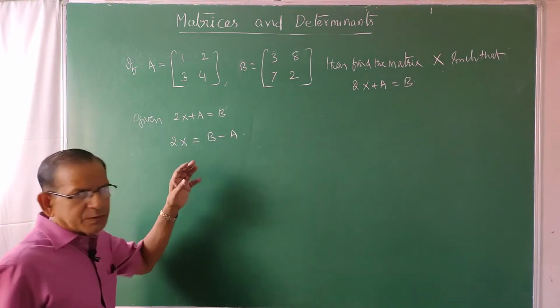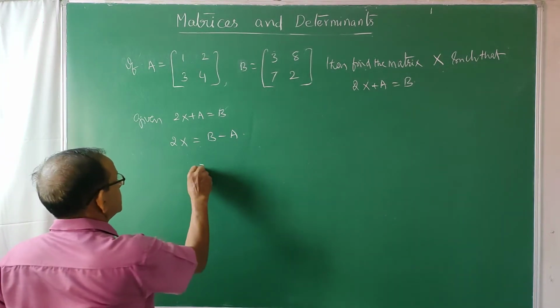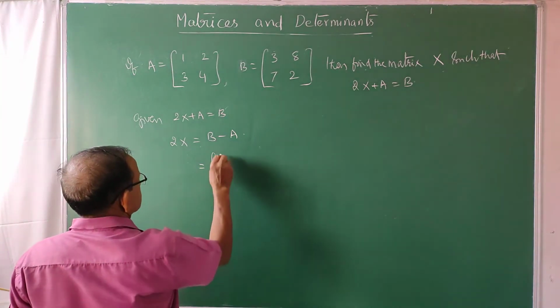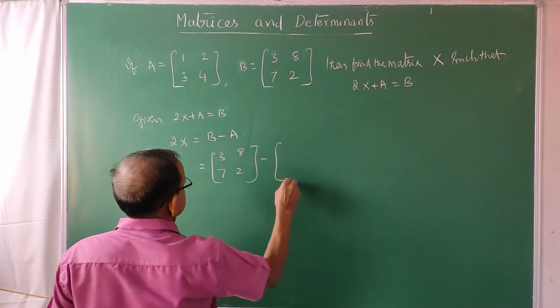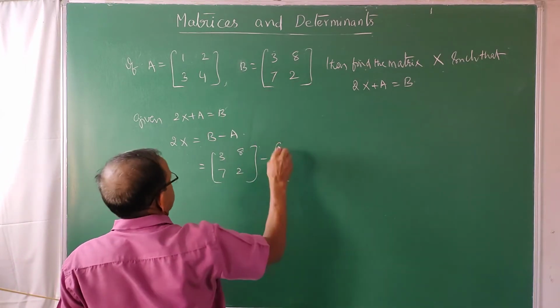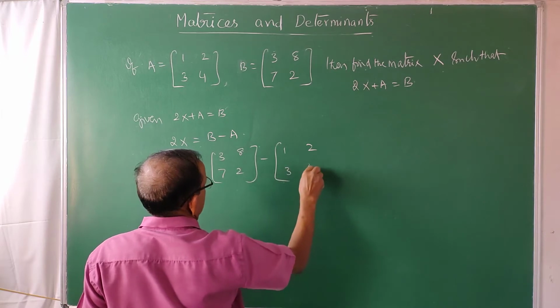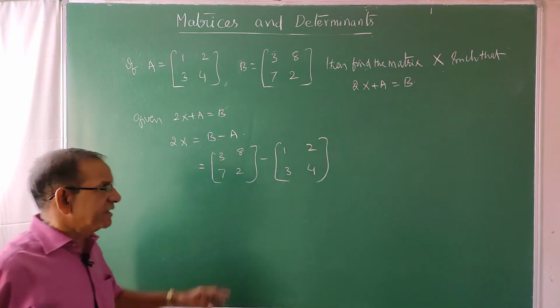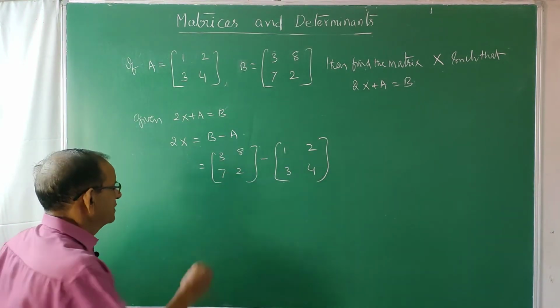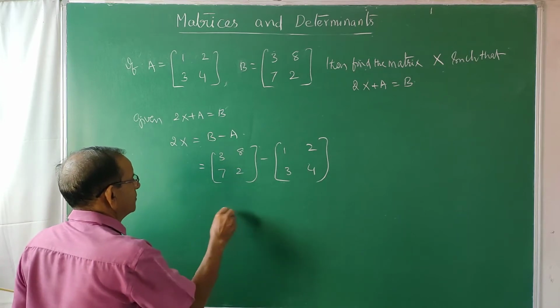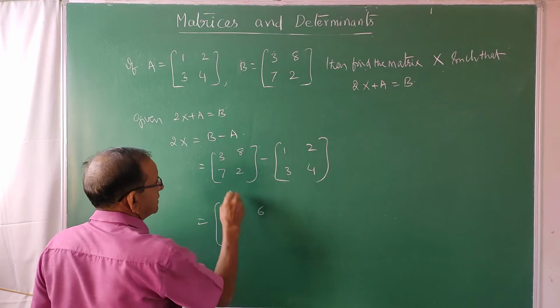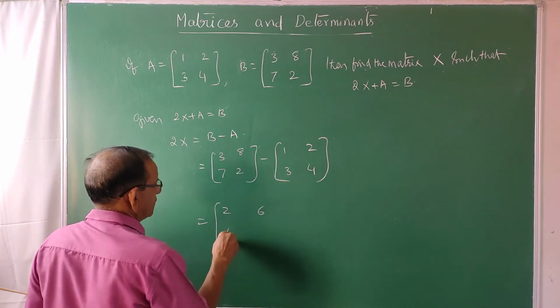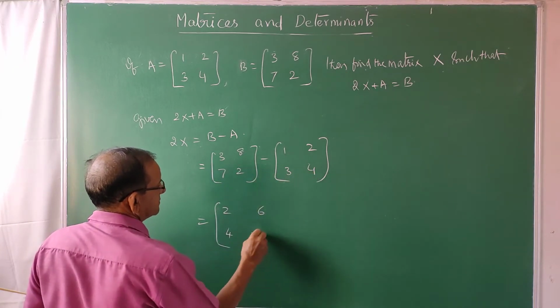Let us find out 2X first. That is, write B first: 3 8 7 2 minus A. A is 1 2 3 4. Subtract corresponding elements. 3 minus 1, that is 2. 8 minus 2, that is 6. 7 minus 3, 4, and 2 minus 4, that is minus 2.